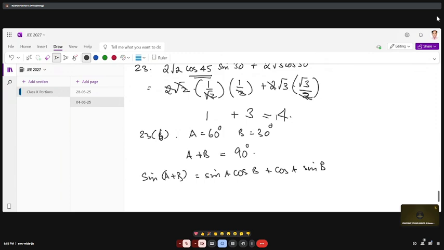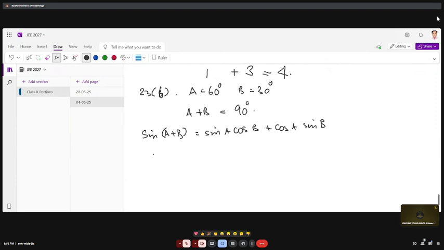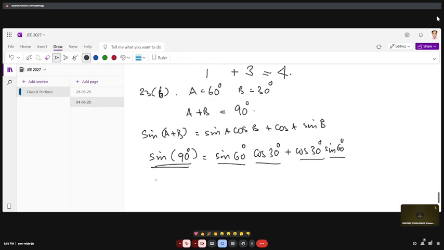Okay, so let's just substitute the respective values, and A plus B is 90 degree. Sin A is 60 degree, cos B. Okay, I just substituted the respective values for A and B. Now you have to put the corresponding values for sin 60, cos 30, cos 30, sin 60 and all that. What is sin 90? 1. Okay. What is sin 60 degree? Sin 60 degree is root 3 by 2. And cos 30 degree also root 3 by 2.